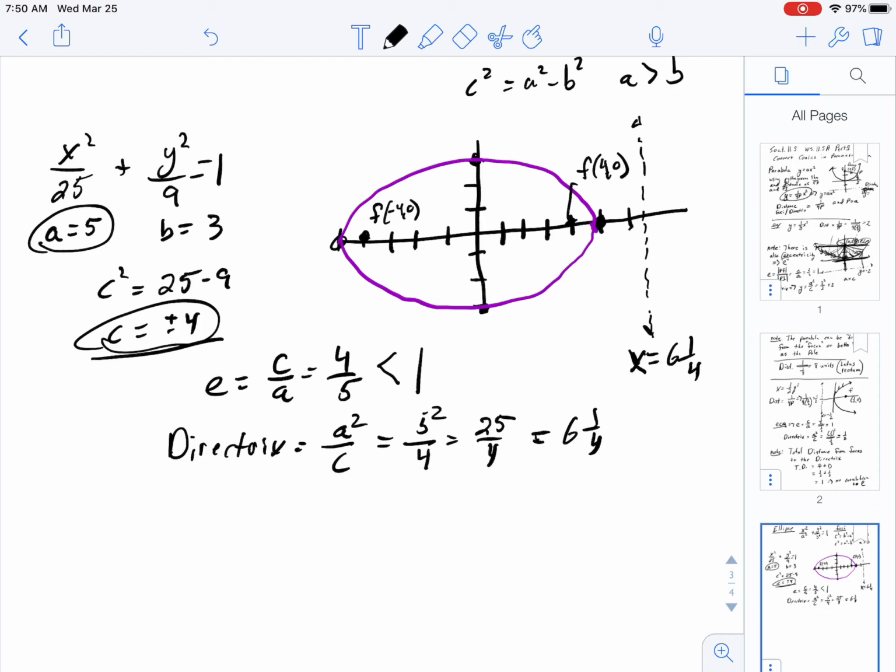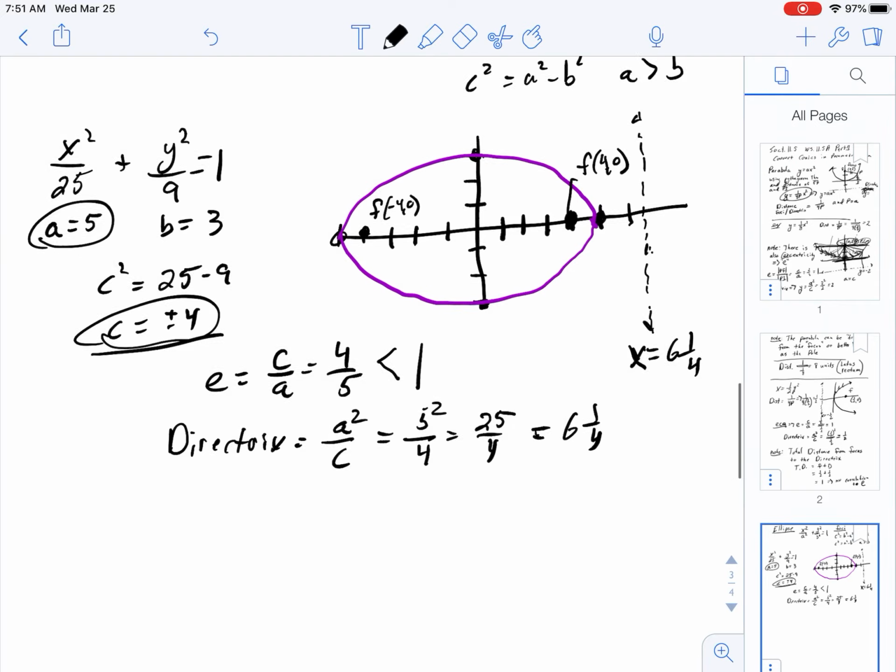Now you could also do one on the other side. But you only have one, and that depends on which focus you want to stand on. Okay, so if I'm going to graph this ellipse from standing on this point, this is the directrix I would use here. Now if I stand on the other focus at -4, then my directrix would be x equals negative 6 1/4. So it depends on which one I stand on.